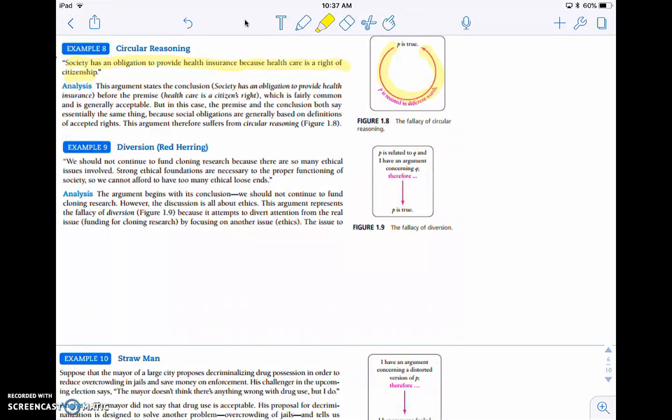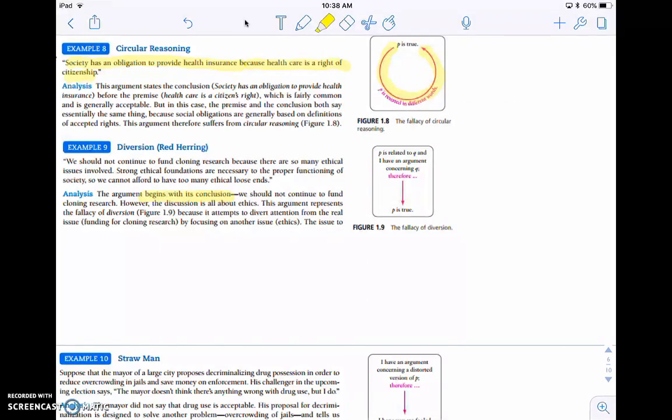So the next one is a diversion, and this is sometimes known as the red herring. I'll let you know what red herring means here in a second. But here's the example. We should not continue to fund cloning research because there are so many ethical issues involved. Strong ethical foundations are necessary to the proper functioning of society, so we cannot afford to have too many ethical loose ends. In this one, the argument begins with its conclusion: should not continue to fund cloning research.